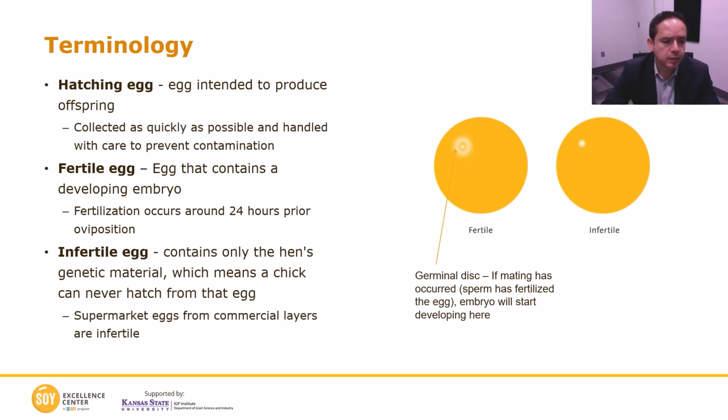Infertile egg is an egg that contains only the hen's genetic material, which means a chick can never hatch from that egg. So when you go to the supermarkets and you have the opportunity to buy 6 eggs or 12 eggs, remember that those eggs are going to be infertile. And in the picture on the right, you can see the visual differences between a fertile egg and an infertile egg. In the fertile egg, you can see the germinal disc. If mating has occurred and a sperm has fertilized the egg, the embryo will start developing there.